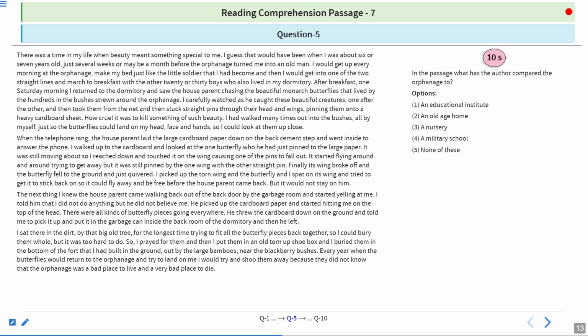In the passage, what has the author compared the orphanage to? Options are an educational institute, an old age home, a nursery, a military school, and none of these. You have 10 seconds to choose accordingly.